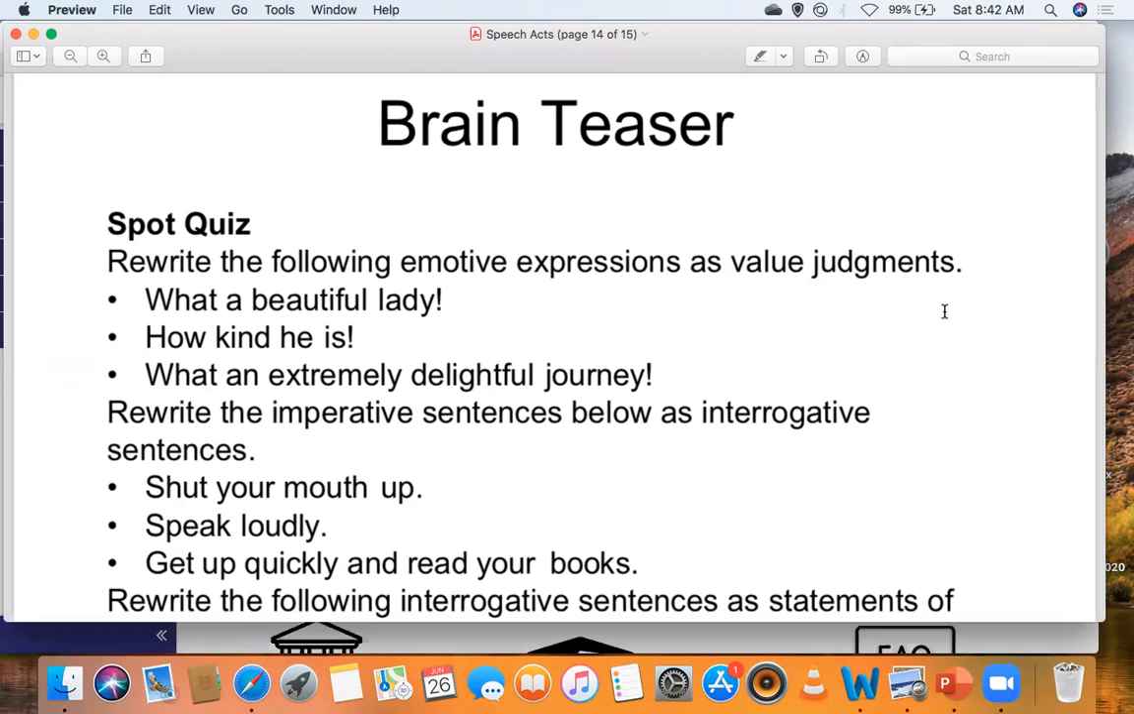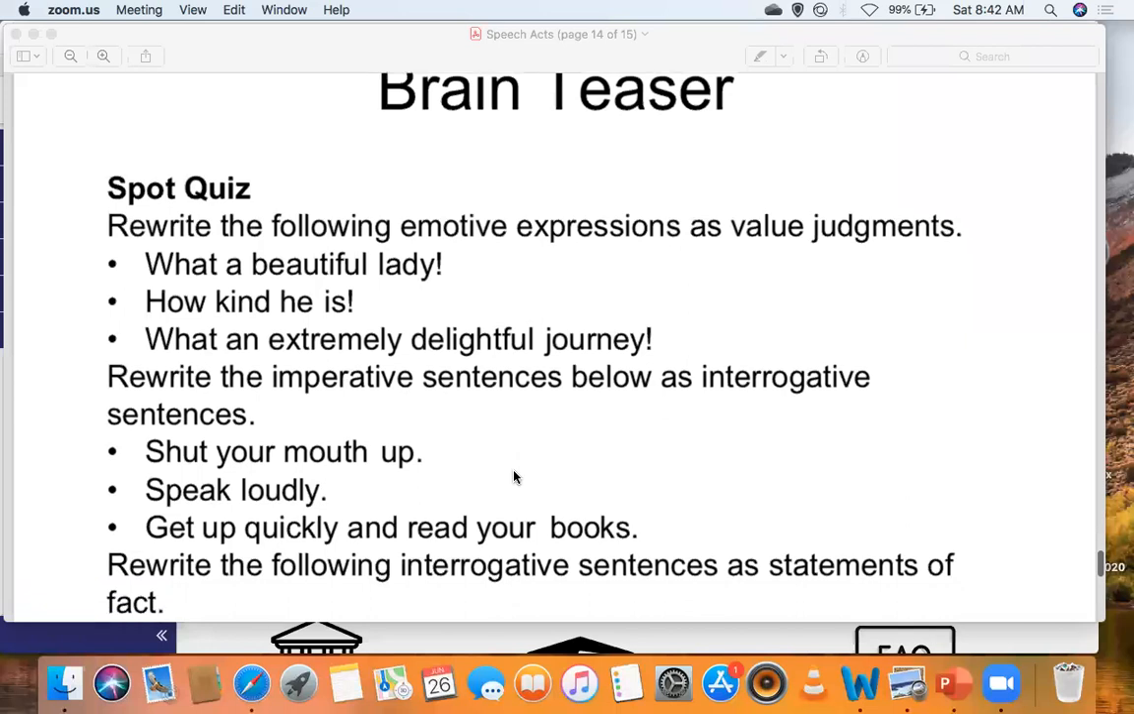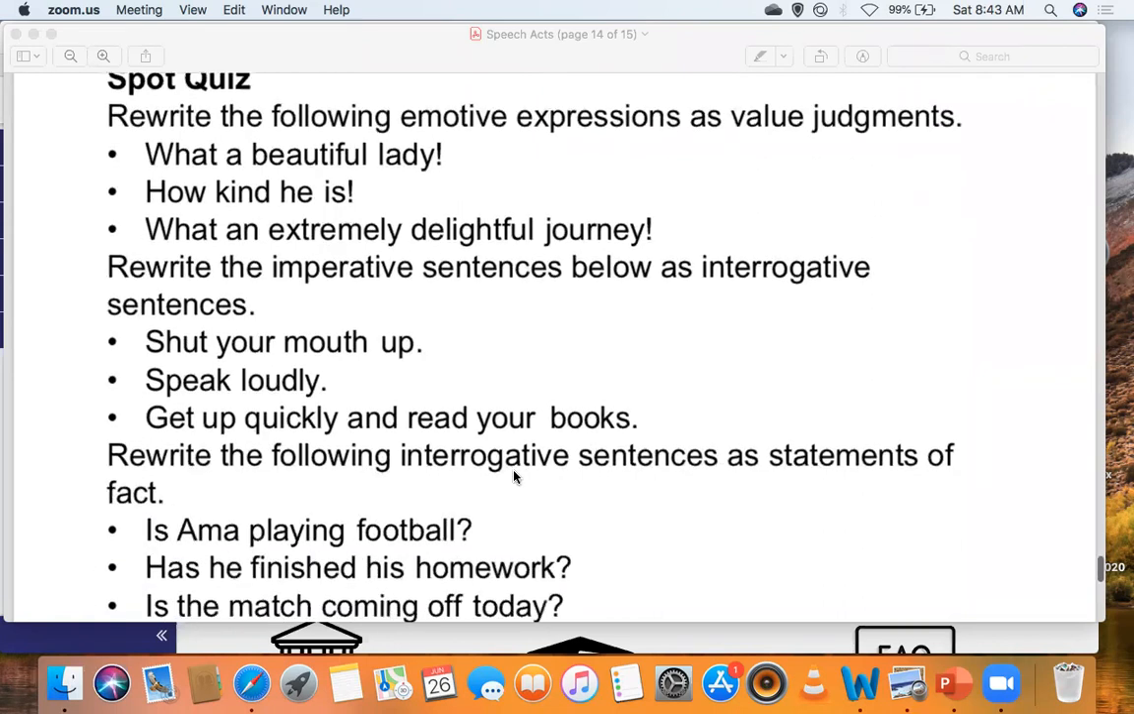Okay, so Winfred, I saw you raising your hand. Yeah, so the lady is beautiful. What about the second one? The second one, he is kind. And then the third one. The journey is extremely delightful. Okay, that's fine. Then let's look at the second set of exercises.